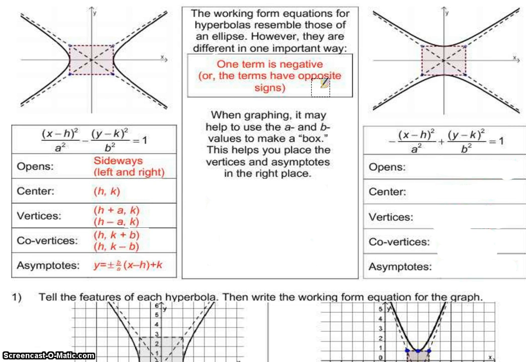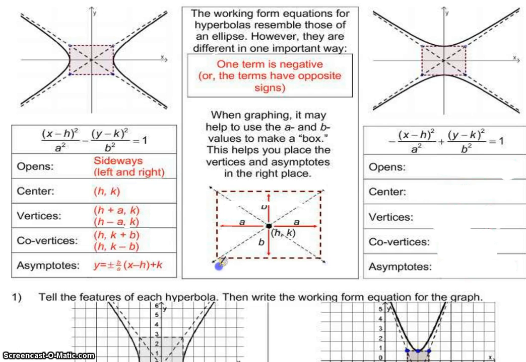So now when graphing this, it helps to use the a and b values to make a box around it. This helps you place the vertices and asymptotes in the right place. So when you graph it, you should make it look like this. By putting in that box behind it, I know where I'm going to put my a and my b values, as well as my asymptotes.